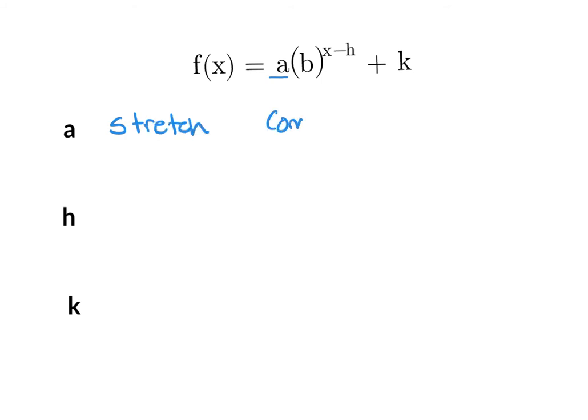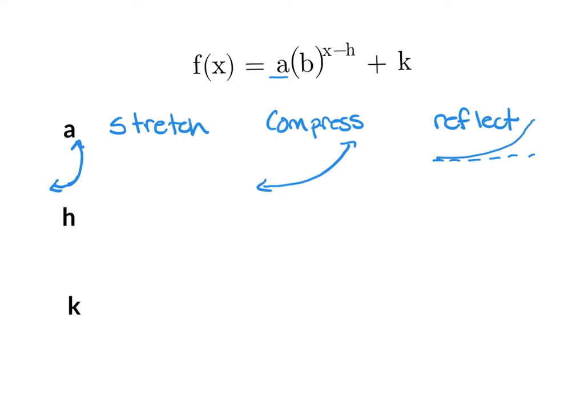stretch or compress or reflect. So stretch, if the larger a is, the quicker it will increase. Compress, if you have a smaller number for a, it might increase a little bit slower. And then reflect, let's say this is our x-axis. Instead of increasing, it will be flipped over like that. And that is when, as you could probably guess, a is negative.